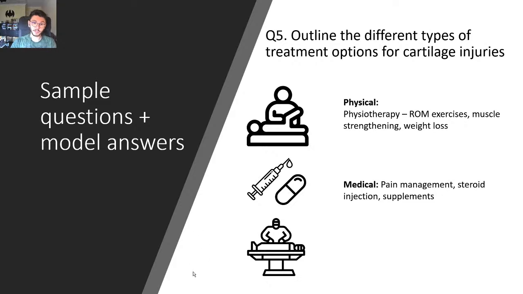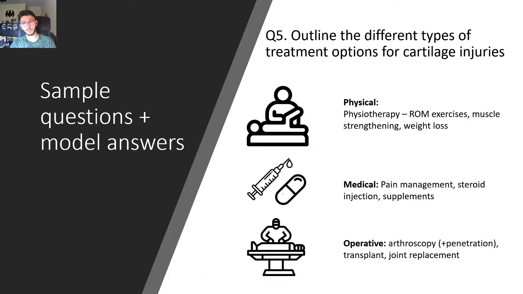And then finally, we have surgery. So we can have arthroscopy, which we talked about. This is looking through the scope and penetrating the tissue. What you can do is scratch the subchondral bone, or penetrate the cartilage to the subchondral bone, to trigger the healing process. You can also do this through microfractures by scratching the cartilage a little bit.